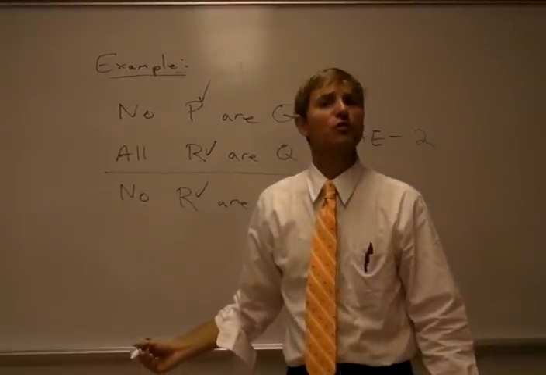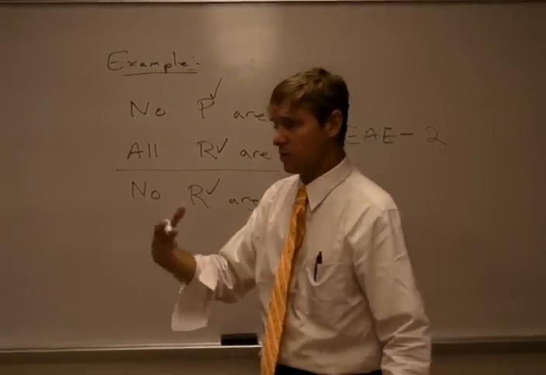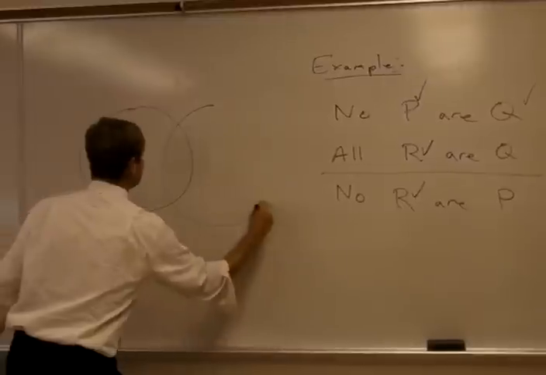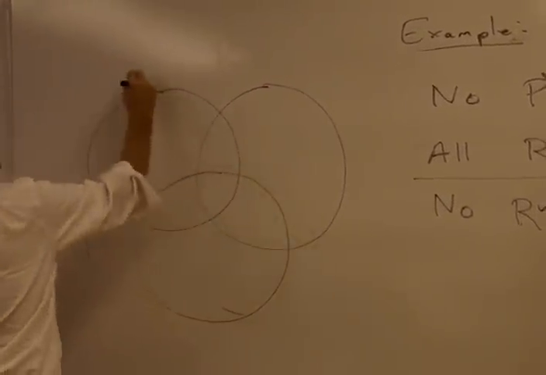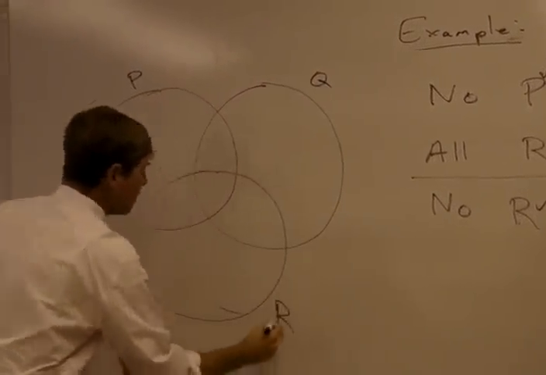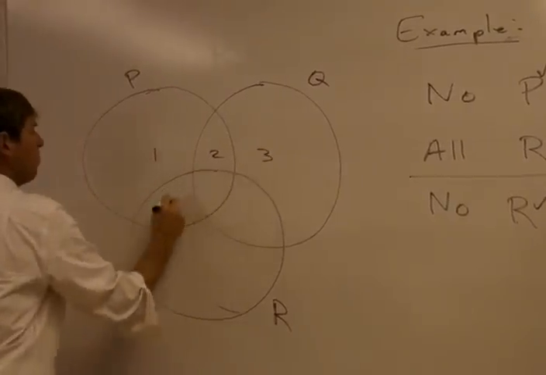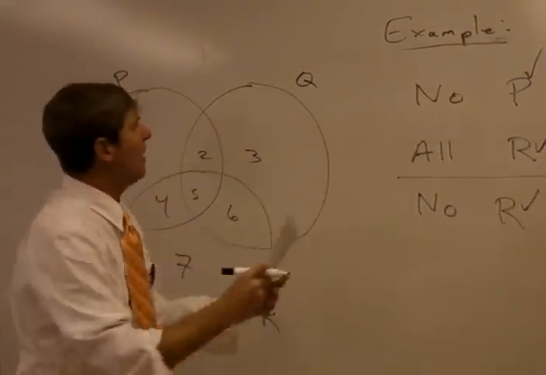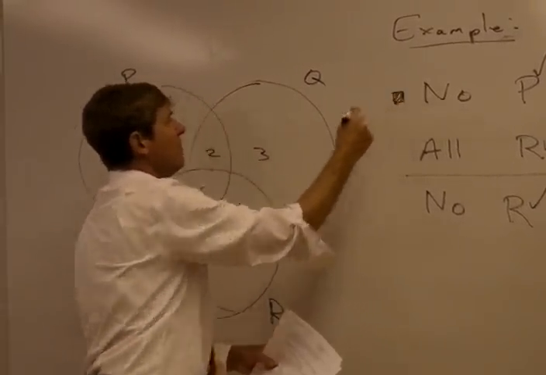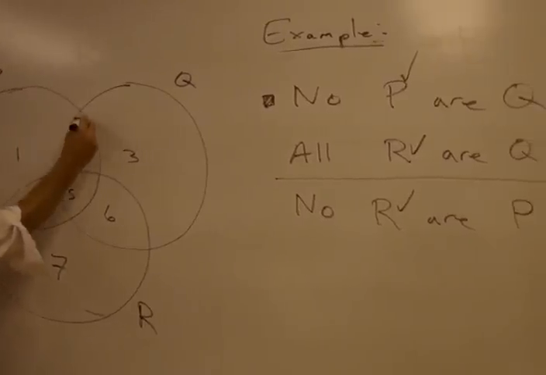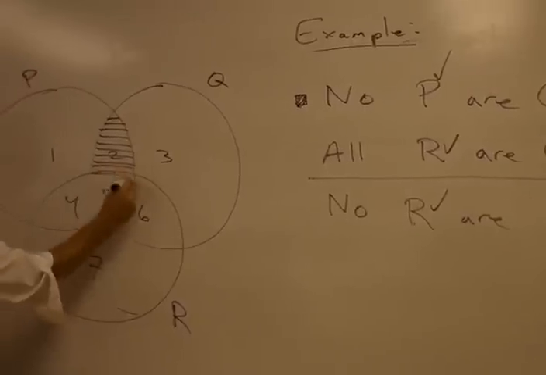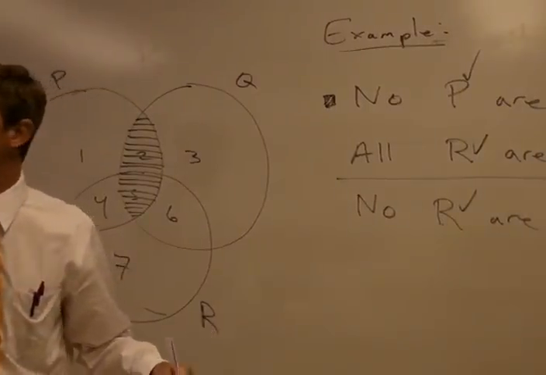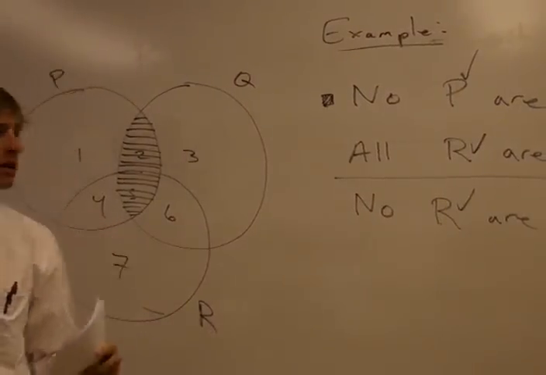And we can show you, just for good measure, the Venn diagram, since we can. Alrighty. We have P, Q, and R. We'll label our sections like so we can communicate. We'll diagram the first premise, no P or Q. We'd be shading in 2 and 5. Because no P or Q means there's not going to be any P's in class Q, and vice versa. Not going to be any Q's in class P.